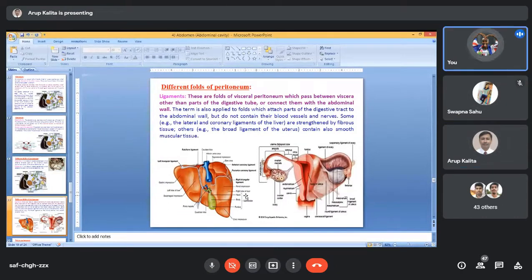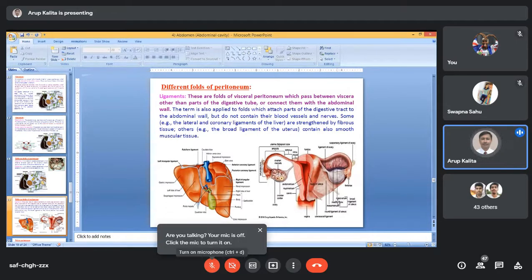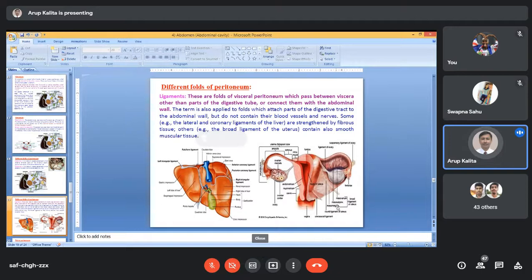Clear? Similarly, you see, this is the ovary. This is the fallopian tube. This is the uterus. Now you will get ligaments. Here I am showing a ligament on this side. This is one ligament, the mesovarium. This is a mesovarium, a ligament. This is mesosalpinx, a ligament. This is mesometrium, that is a ligament. Overall, they are known as the broad ligament of the uterus.